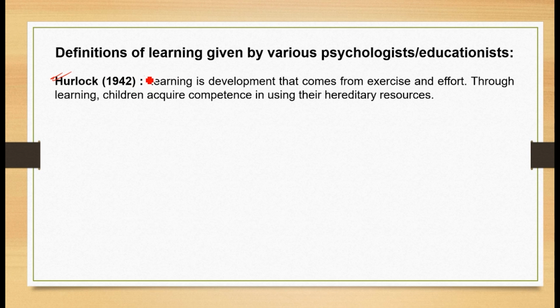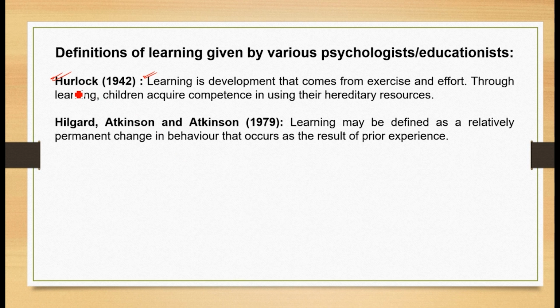His definition of learning was, learning is development that comes from exercise and effort. Through learning, children acquire competence in using their hereditary resources. So this was his definition. Likewise, we have the definition by Hilgard, Atkinson and Atkinson in 1979, which is, learning may be defined as a relatively permanent change in behavior that occurs as the result of prior experience. So this was the definition given by them.